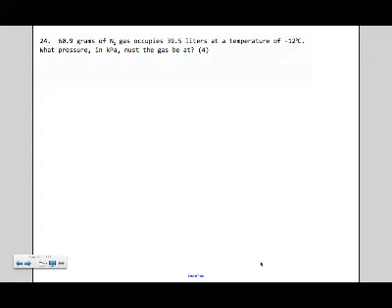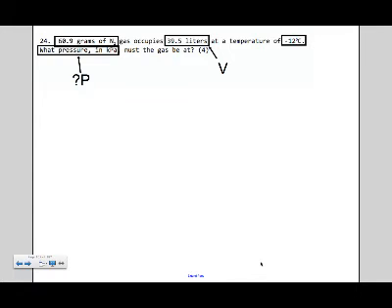Okay, 60 grams of N2 nitrogen gas occupies 39.5 liters at a temperature of minus 12 Celsius, so below freezing. What pressure in kilopascals will the gas be at? Well, we've got grams, we've got liters, and we've got temperature, and we're being asked to find pressure. Well, we don't have any equation that has grams, liters, temperature, and pressure. But what we do have is volume, temperature, pressure, and number of moles. Okay? But we don't have the number of moles. We have the number of grams.